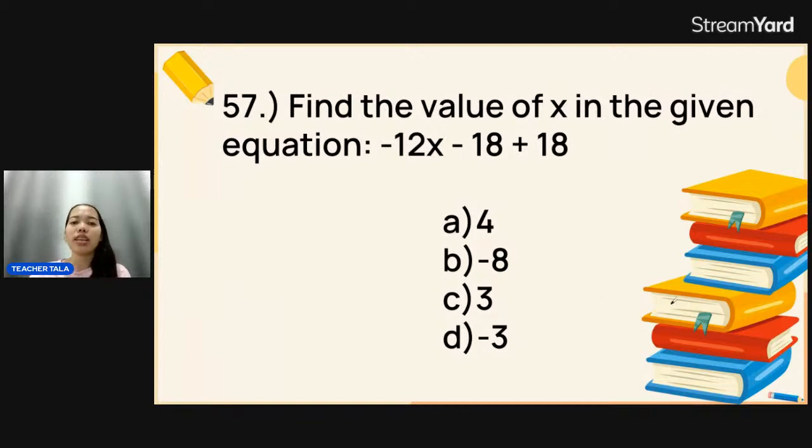Next, number 57. Find the value of x in the given equation. Negative 12x, this is not an equation. I think this is not plus 18. This is equals 18. Nagkamali na naman. An eraser.